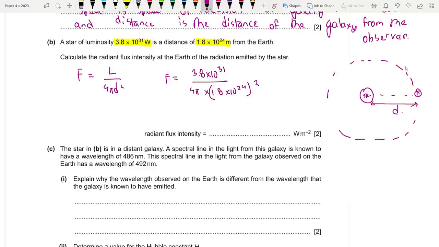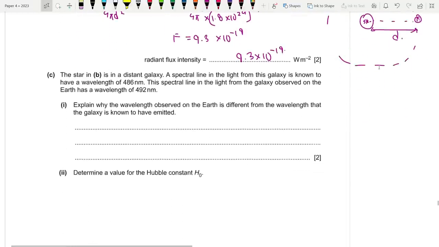Let's do that. 3.8 into 10 to the power 31 divided by 4 pi into 1.8 into 10 to the power 24, whole square. Okay, so F is actually 9.3 into 10 power minus 19. I'm opting for a 2 SF answer because my data is given to 2 SF.